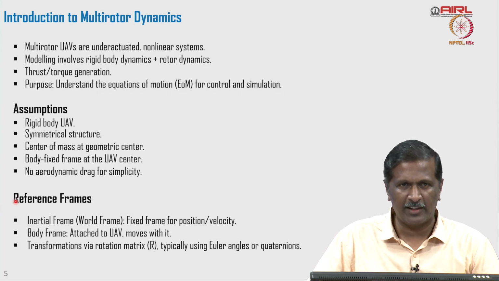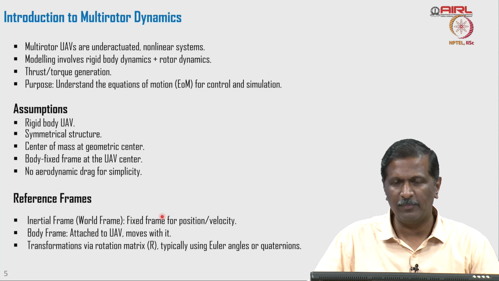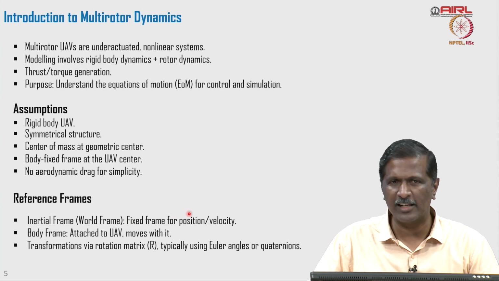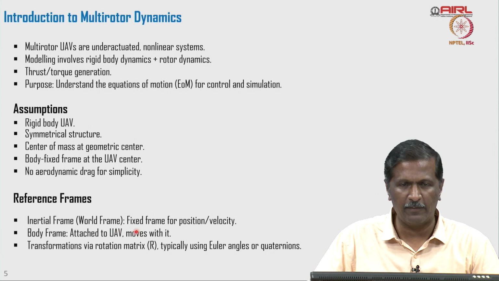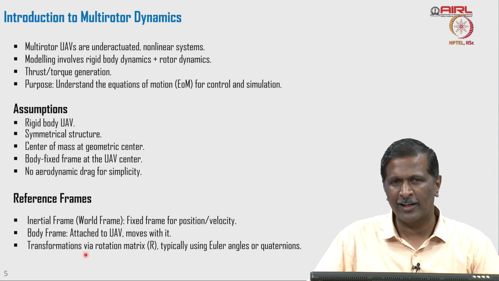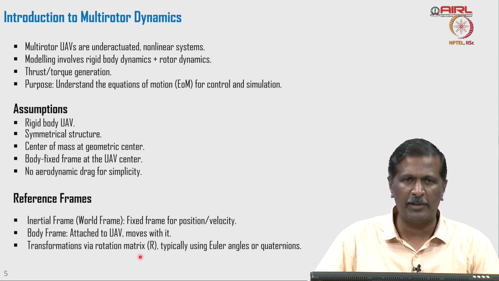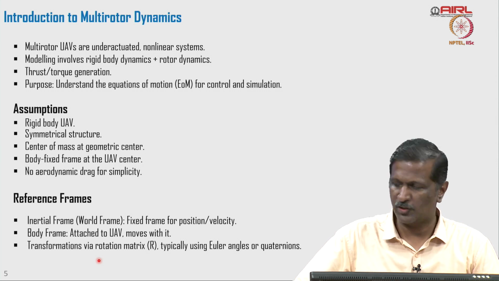We have to have a reference frame. We will use an inertial frame, that is a world frame which is fixed, for position and velocity, and we will have a body frame which is attached to the UAV and moves with the UAV. The body frame acts at the CG, that is an assumption, right. The transformation from inertial frame to body frame can be done using a rotation matrix, which we covered in the previous lecture.